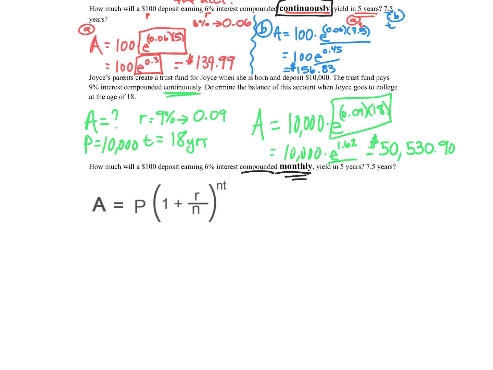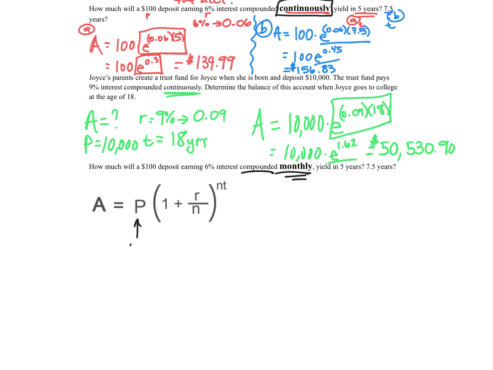Now you could have some interest accounts that compound monthly or daily or yearly or bi-weekly or twice a year or something like that, right? In this particular problem, it says monthly. But that's very different than compounded continuously, so you have to use a totally different formula. Now, here's the formula down here.